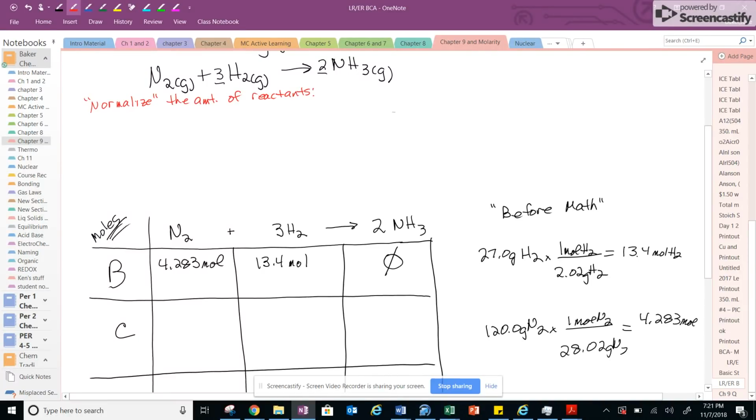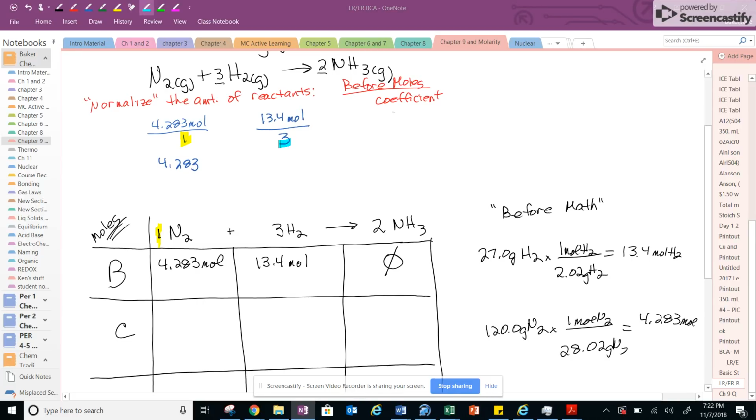And by normalize, I mean we're going to take the amount of moles that we had in the before row, and divide it by the coefficient that is associated with that. Okay, so if I want to do that for nitrogen, I have 4.283 moles, and I divide it by 1 because it's an understood coefficient of 1 right there. So divide it by 1. So this equals 4.283.